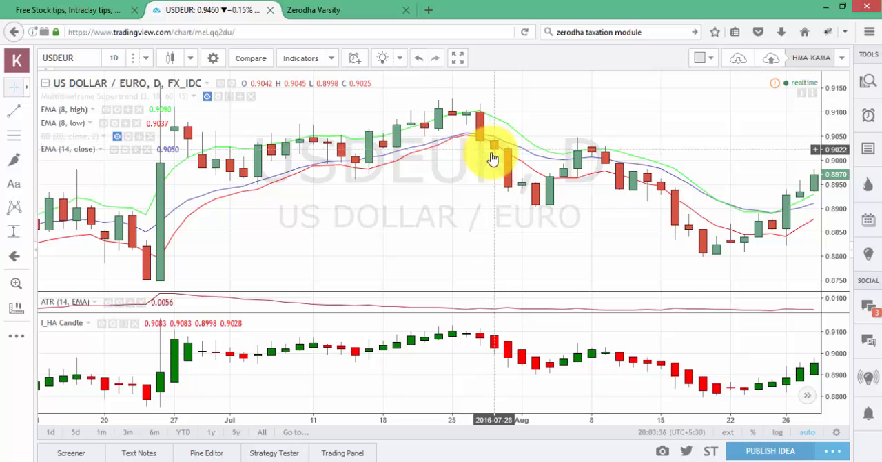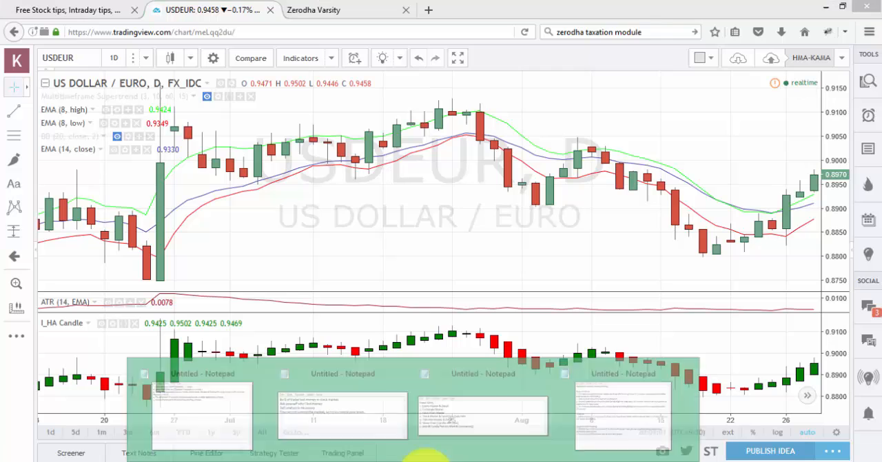So now we are going to take our entry here on the next day, with a close value of 9025 to 898. Between this you can sell USD Euro. Now what is the stop loss?